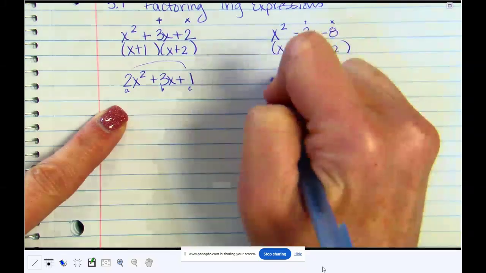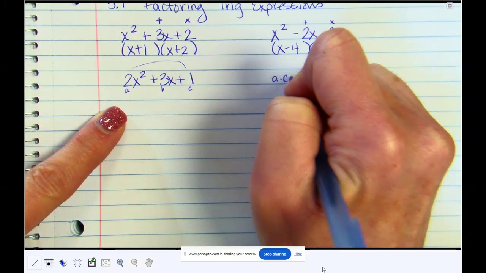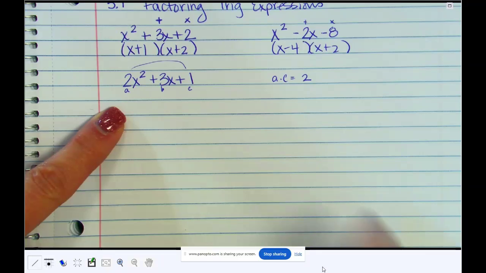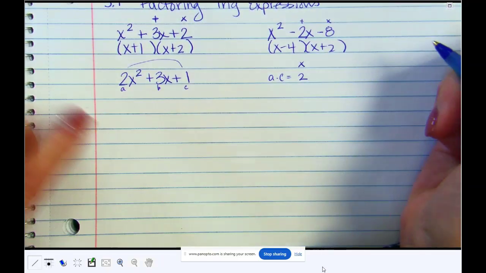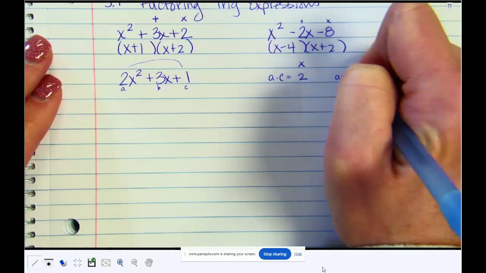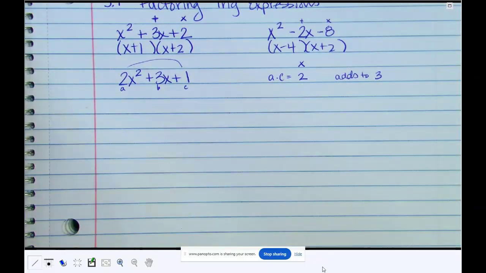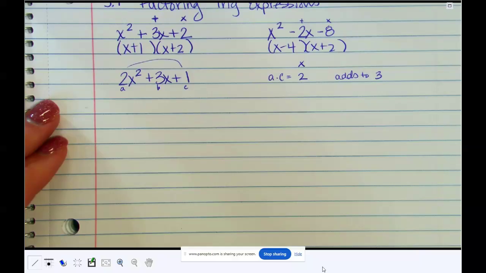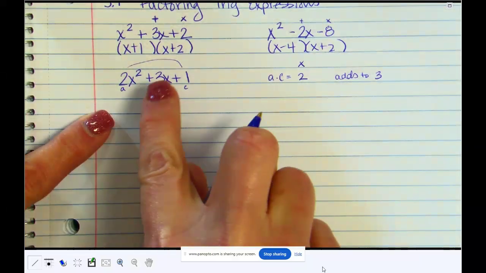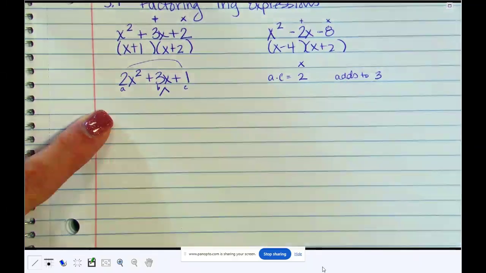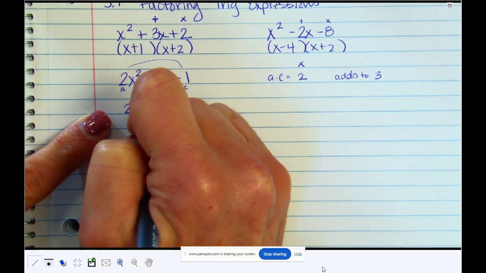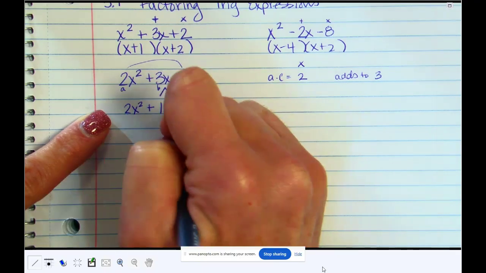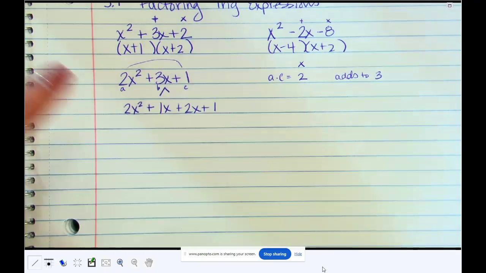So you multiply a times c, which is 2, and you now need a number that multiplies to 2 and adds up to 3. The number always has to add up to the middle one. So what are they? 1 and 2. What that does is it splits this 3 up into a 1 and a 2. So you do 2x squared plus 1x plus 2x plus 1.